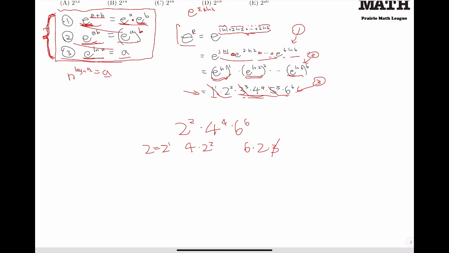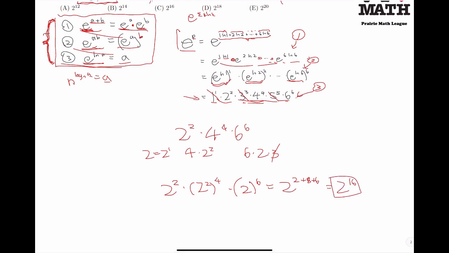So the maximum power of 2 that divides this is therefore 2 to the 2, times 2 squared to the 4, times 2 to the power of 6, which is 2 to the power of 2 plus 8 plus 6, which is 2 to the power of 16. And that is option choice C.